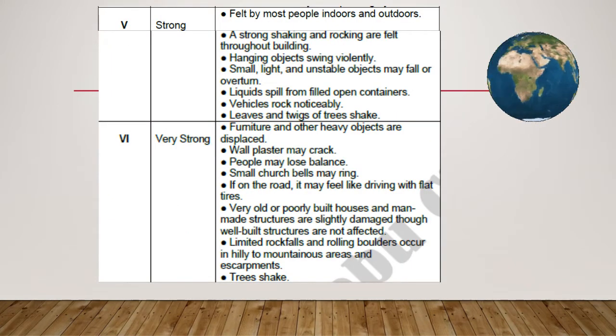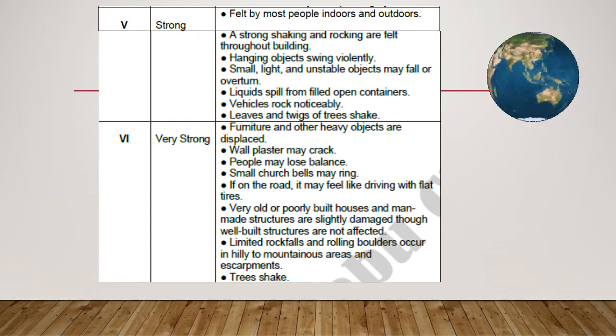Next, you have intensity number 5, that's already a strong earthquake. Okay? Hanging objects are already swinging violently, and leaves on the trees may shake. You can visibly see the leaves on the trees shaking. Intensity number 6, that's a very strong earthquake. Furniture and heavy objects might be displaced. Okay? Somewhat like from one place, it will be moved to another place, but not so far.